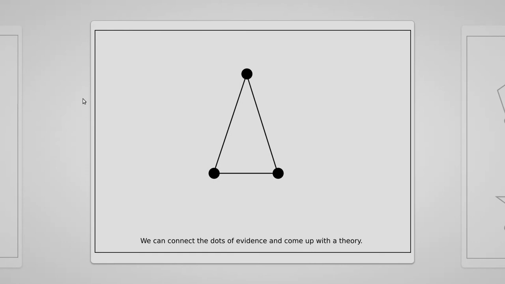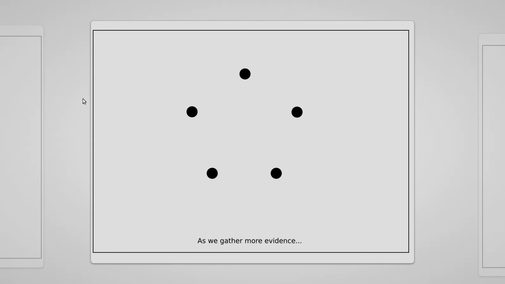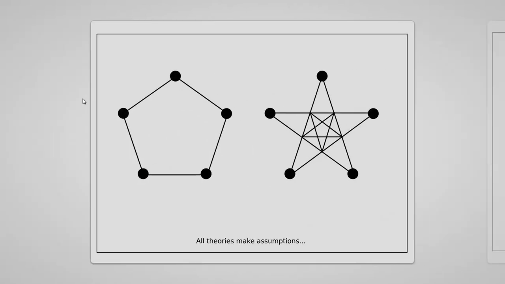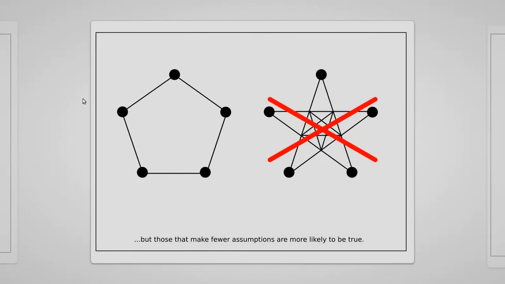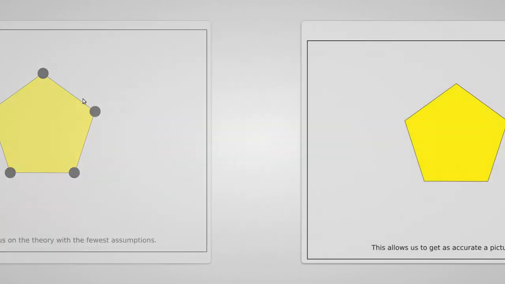We can connect the dots between this evidence and come up with a theory to explain what happened in the past. But a variety of different competing theories can be used to explain the same evidence. And as we gather more bits of data, we can eliminate the demonstrably incorrect theories. From the theories that remain, all of those theories make assumptions, but those with the fewest assumptions are more likely to be true. So we tend to focus on the theory with the fewest assumptions.